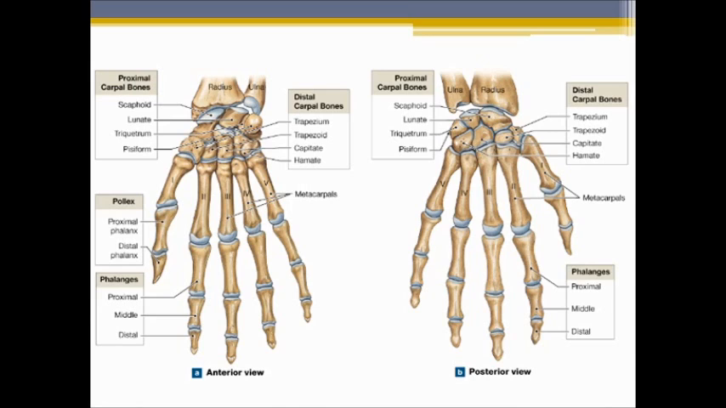Moving on to the carpals, metacarpals, and phalanges. So let's start from the posterior view. We see the scaphoid, which is closest to the radius, lunate, and triquetrum. Above that is the hamate, capitate, trapezoid, and trapezium. I always like to remember trapezium is on the thumb.